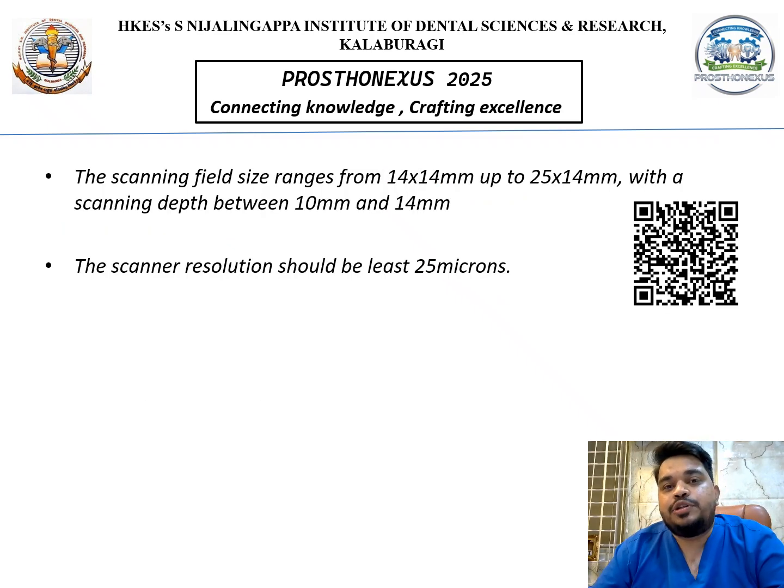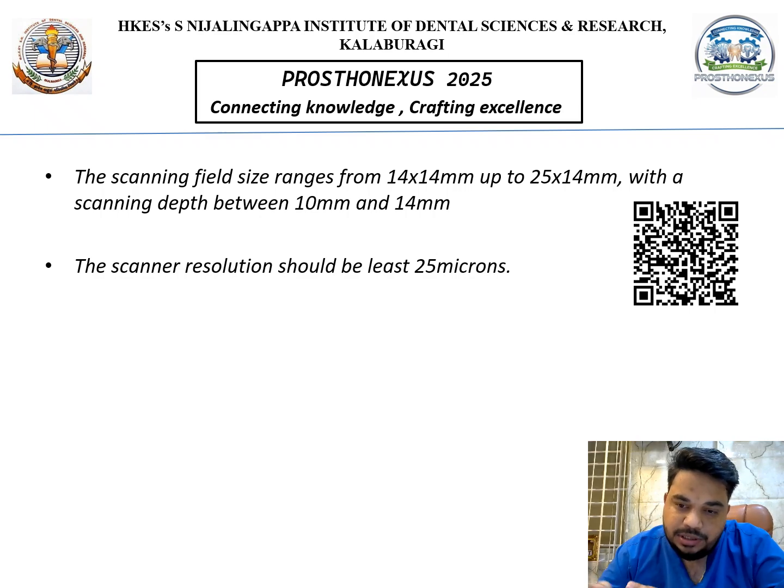So whenever you want to have a scanner, it should have a scanning field range of at least 14 by 14 mm up to 25 by 14 mm, with a scanning depth of at least 10 mm to 14 mm. Whenever you are choosing a scanner, this should be the specification you look for. And the scanning resolution should be at least 25 microns, optimally somewhere around 25 or below.